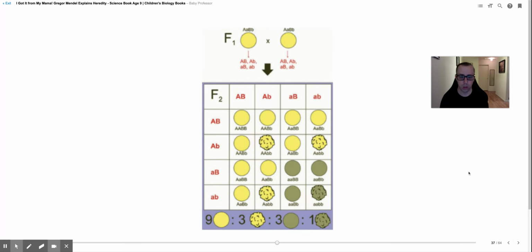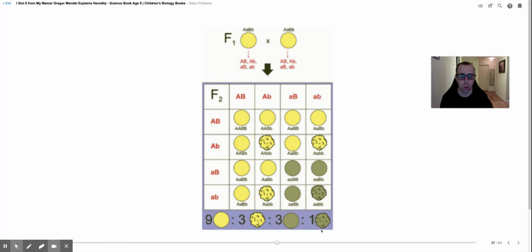Here is another similar chart to the one that we saw before. Now, if you look here, we're looking at the seed shape and seed color. 9 out of the 16, again, 9 out of 16 will come out yellow and smooth. 3 out of the 16 will come out yellow and bumpy. So that means that 12 will come out yellow and 4 will come out gray.